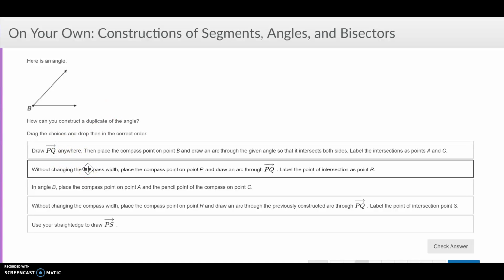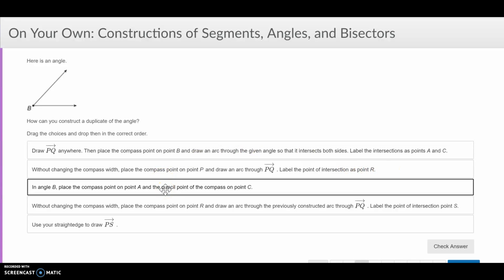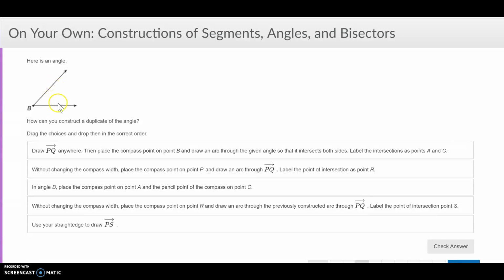Now, without changing the compass length, we're going to place the compass on point P and draw an arc through ray PQ and label the intersecting point R. In angle B, we're going to place the compass on point A and the pencil point on compass point C, and that's going to measure the opening of angle B. So point on A, pencil on C.